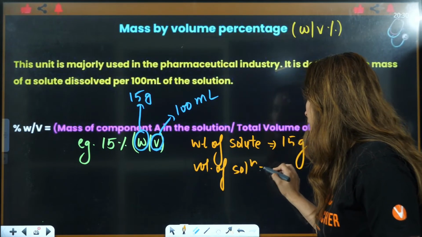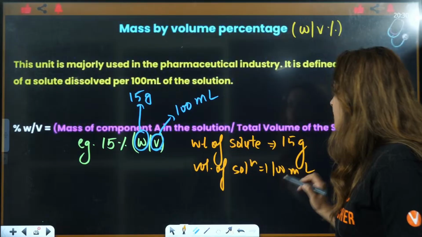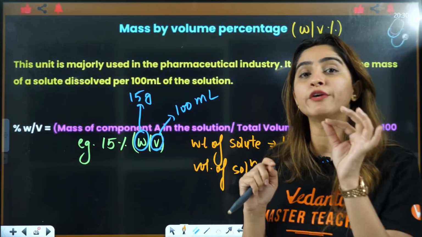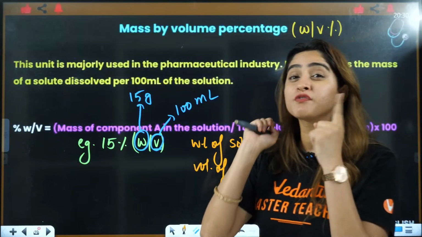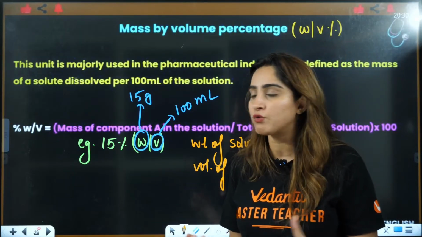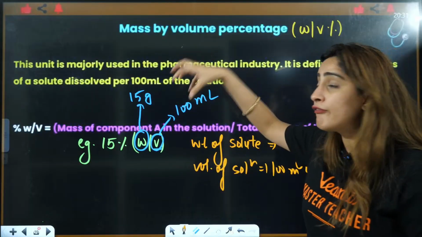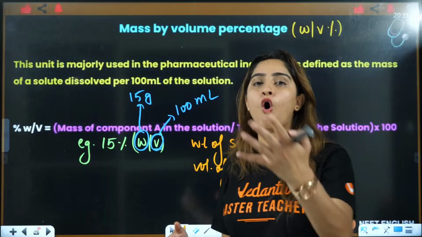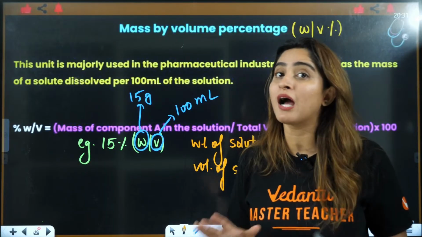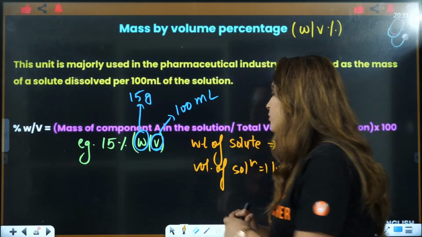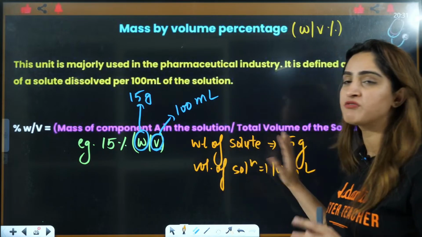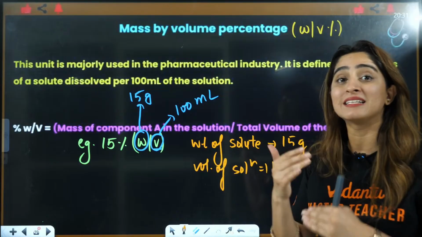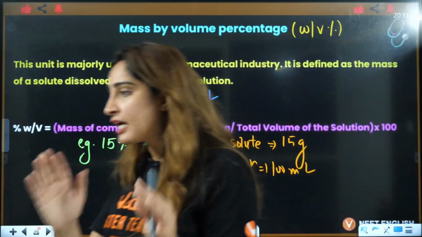Ma'am, can we calculate weight of solvent from here? No. Can we calculate weight of solution from here? No, we can't, because we have assumed the volume to be 100 milliliter, so we can't say that weight of solution is 100 grams. So here we are talking about weight of solute and volume of solution. That's it. You can't decode anything else here. Got it? Clear to everybody?